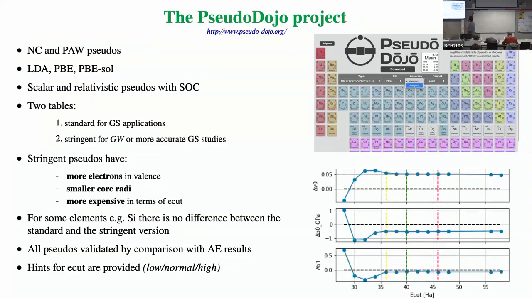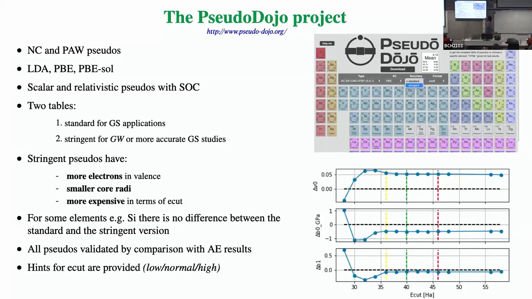Okay, so this is also the reason why, for GW calculations, I would recommend using the pseudopotentials provided by the PseudoDojo project, available at this URL, in which we have norm-conserving pseudopotentials for PW, three different exchange-correlation functionals. We have pseudopotentials for scalar relativistic or fully relativistic with the spin-orbit coupling. And we provide two tables.